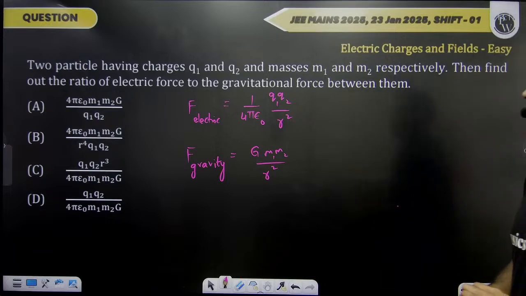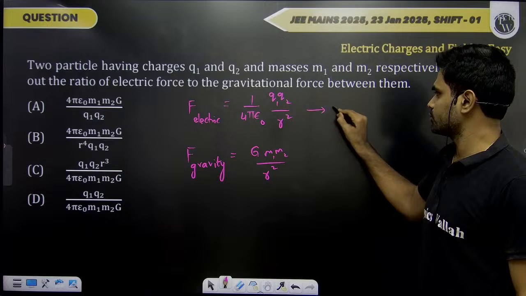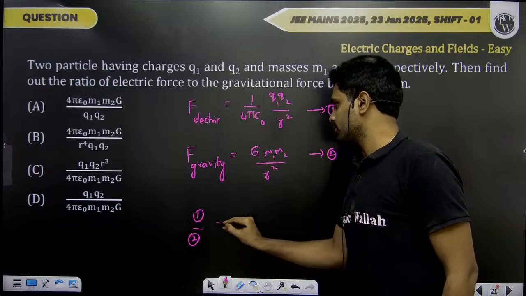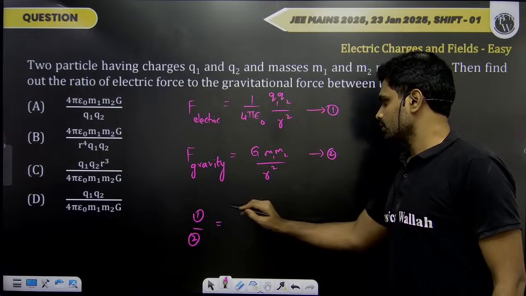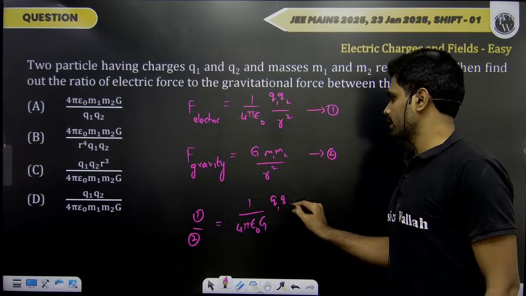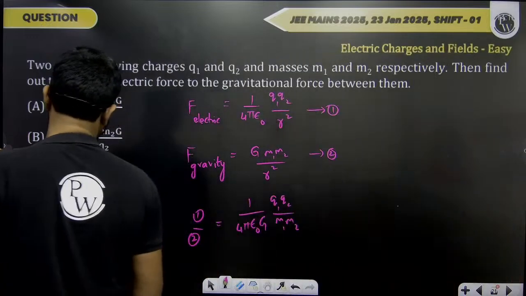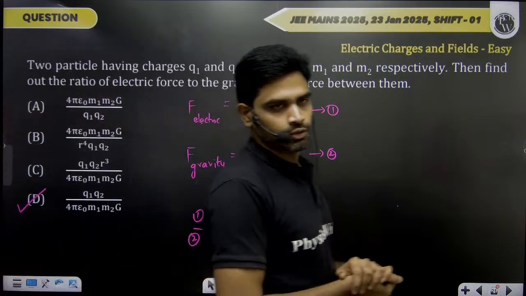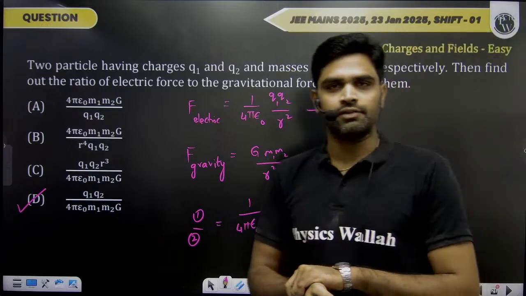They want the ratio of electric force to gravitational force. We need to take the ratio of these two equations. You can see it will be 1 by 4 pi epsilon naught G, Q1 Q2 by m1 m2. So which of the options is correct? Option D, 1 by 4 pi epsilon naught G Q1 Q2 by m1 m2. This is also an easy question. All the questions that we are seeing are easy, direct formula based questions.